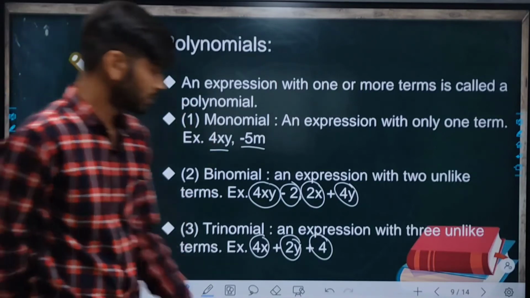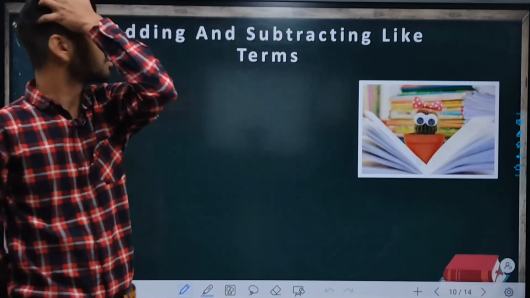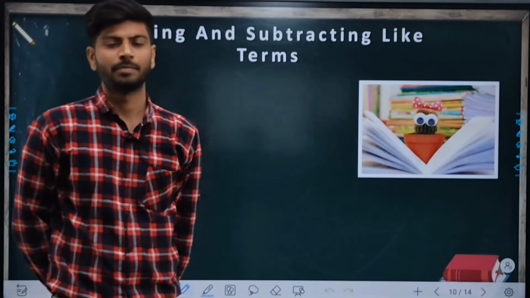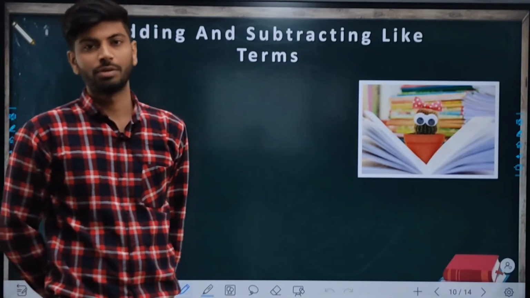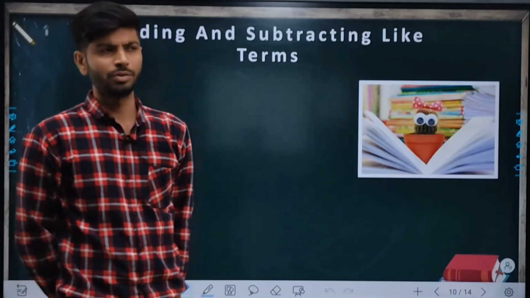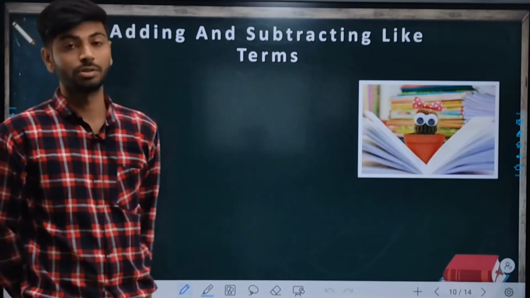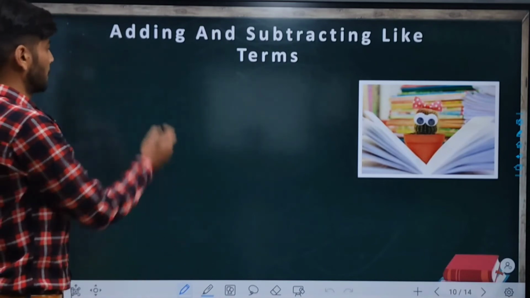Let's see now the next topic, adding and subtracting like terms. Now there are two types of terms, you know already, like terms and unlike terms. So what to do in like terms, and what to do when it is the addition and subtraction of unlike terms? Let's see with an example.